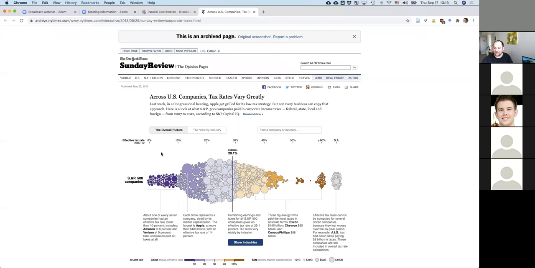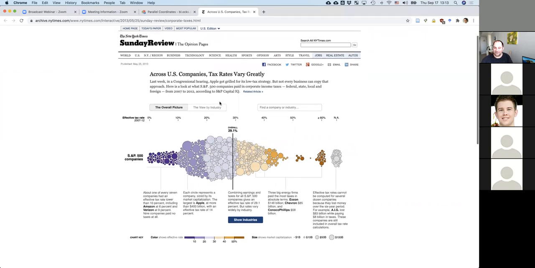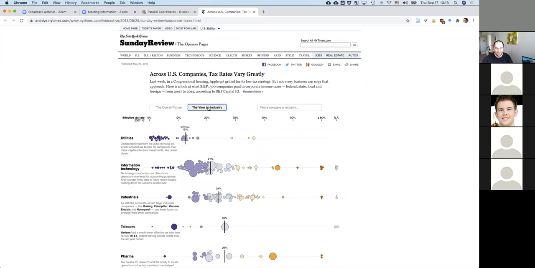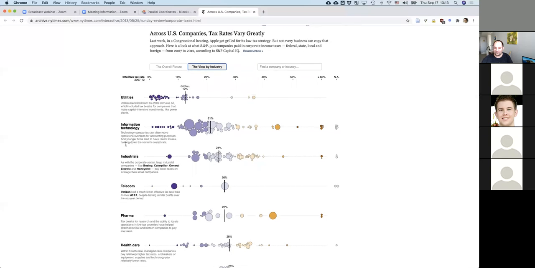What I like about this chart, and I think it's really well designed, is that we'll do something similar for one of the later homeworks. Here we also have what's called detail on demand. If I hover over this chart, you can see which company it is. There's also plenty of storytelling going on here. But I can also do something else. I can click on view by industry, and then it facets. And now I'm actually using an identity channel, position as an identity channel, to show these different categories, like pharma, telecom, industrials, and so on.